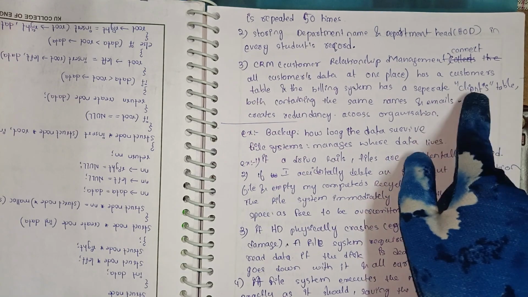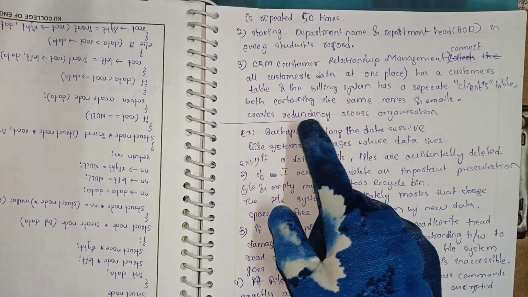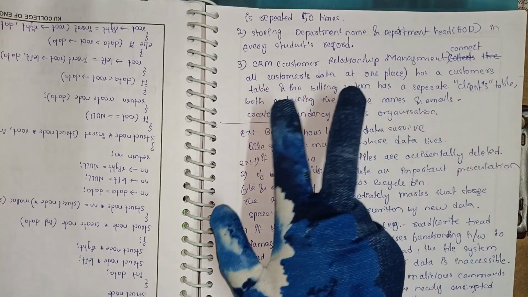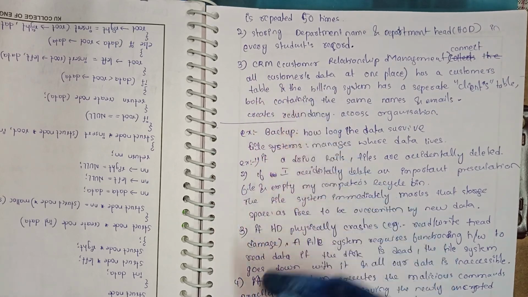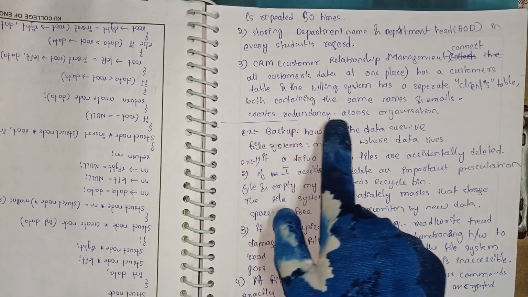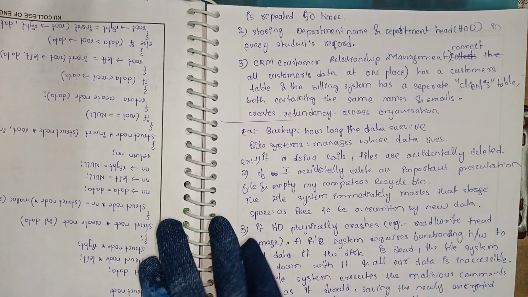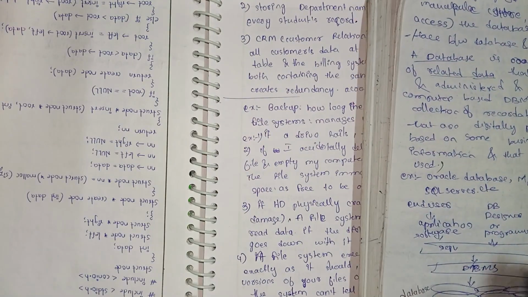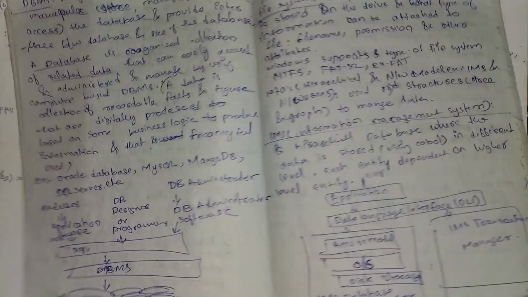So here the client table is a redundant table, because it is repeated in both tables, the customer table and the billing system. So it creates redundancy across the organization. Hope you understand what redundancy is and examples of it.